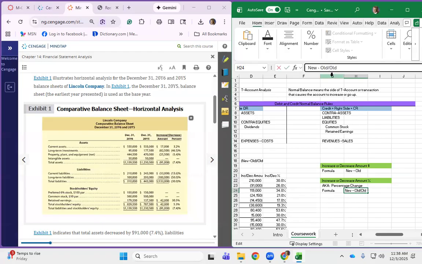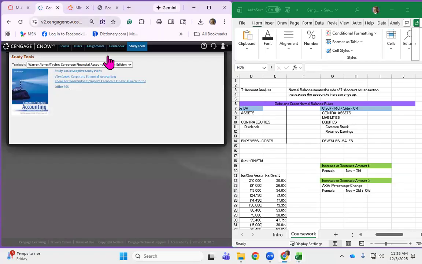So let me give a little more space here between our information so that you can see it better. There, that's better. New minus old divided by old will give you a percentage. New minus old will just give you the increase or the decrease in dollars. Okay, having said that, let's go ahead and go into the problems.